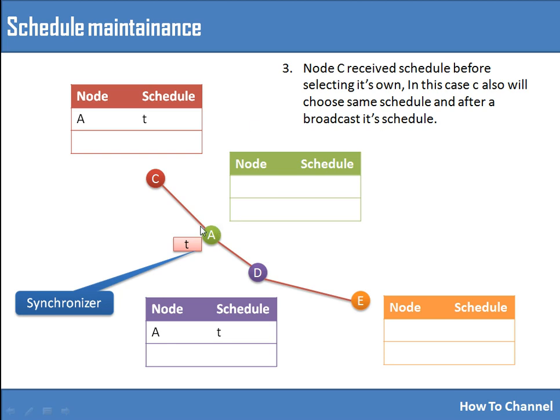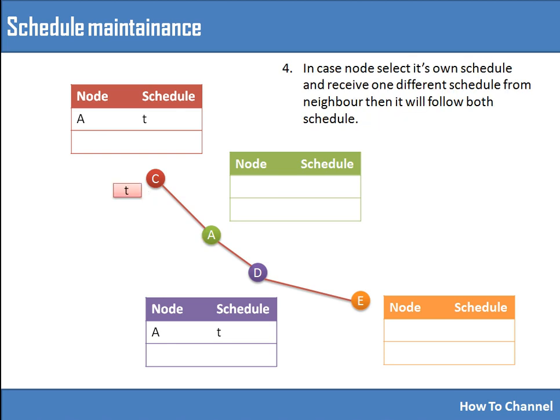So node A actually started all this. Node A decided its own schedule, and C and D are following node A's schedule. So node A will be known as the synchronizer, and C and D will be known as followers. And this is the situation when a node selects its own schedule and receives a different schedule from its neighbor. In that case that node will follow both schedules.